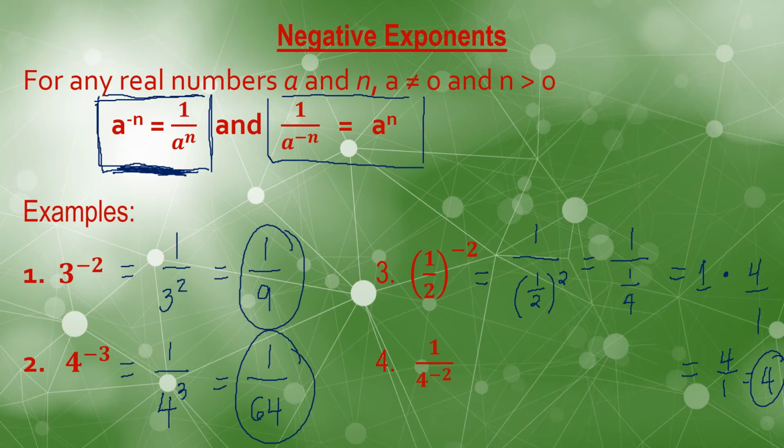Let's have the 4th example. 1 over 4 raised to negative 2. This time we apply this principle, which says 1 over a raised to negative n is equal to a raised to n. So this now becomes 4 raised to the 2nd power. Evaluating this expression, it becomes 16. So it means that 1 over 4 raised to negative 2 is equal to 16.